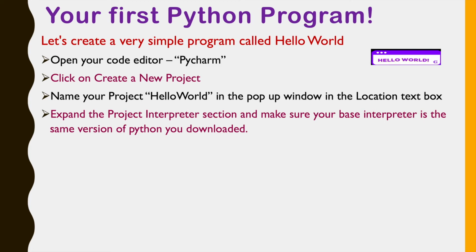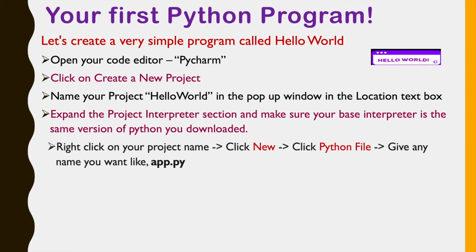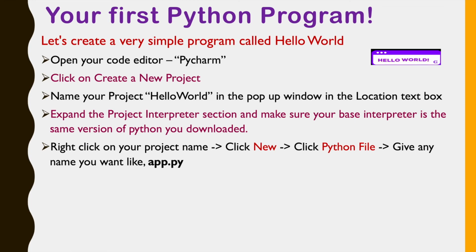Now below that, expand the project interpreter section and make sure that your base interpreter is the same version of Python that you have downloaded. You will get the name of your project on the left-hand side of your screen under the project section. Right-click on your project name, click on New, click Python file, and then give any name to your Python file, for example, app.py. py is the file extension of a Python file.